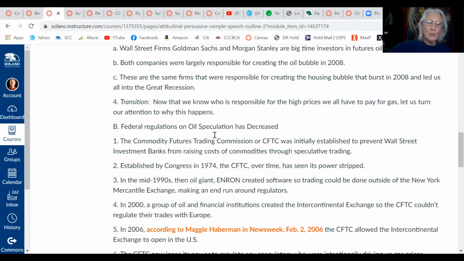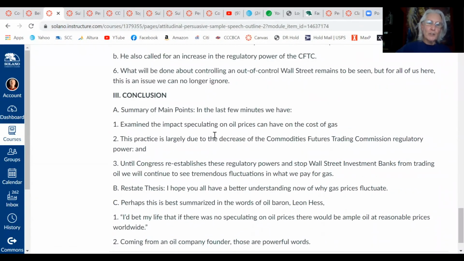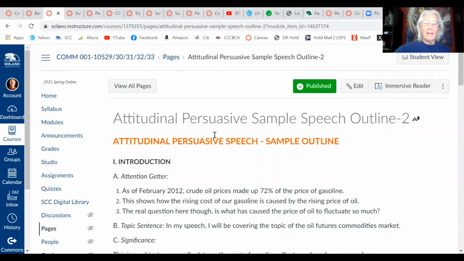And then in the conclusion, just a standard conclusion where you're summarizing your 3 main points, you're tying it back into your thesis statement, and then you're ending your speech by referring back to your opening attention getter. Okay? So the attitudinal persuasive speech, very similar to the informative outline. Everything's the same, just the content is different.